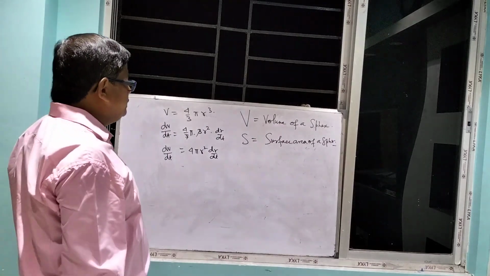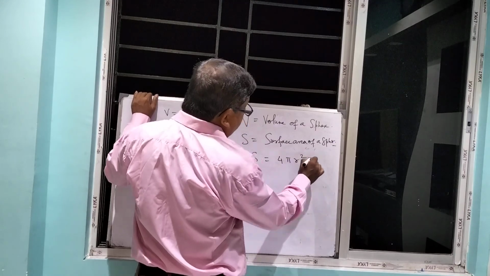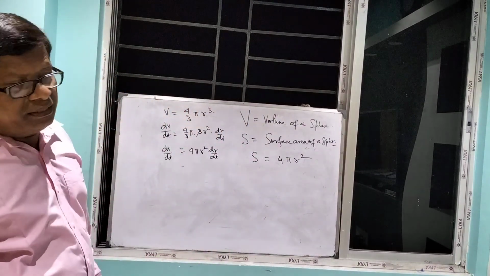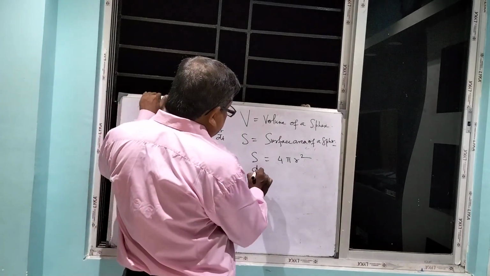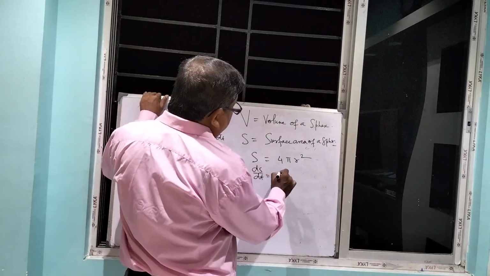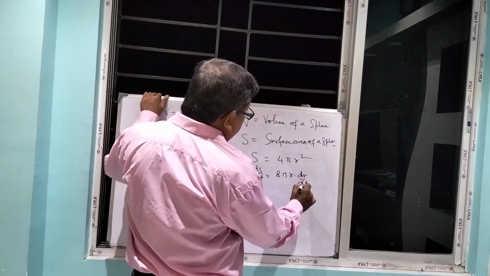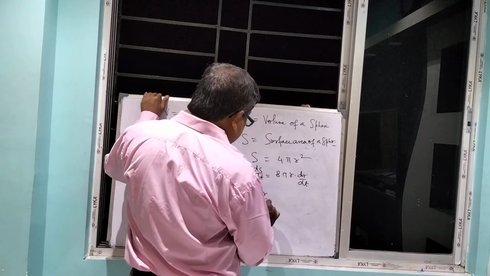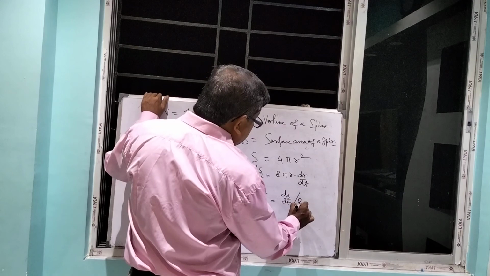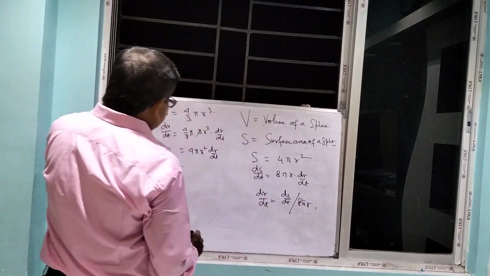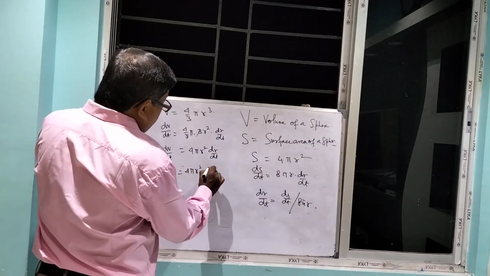Now S is there, you know 4 pi r square is the surface area of the sphere. So dS/dt is 8 pi r of dr/dt. So here dr/dt you can write as dS/dt by 8 pi r. Just you put here 4 pi r square times dS/dt by 8 pi r.